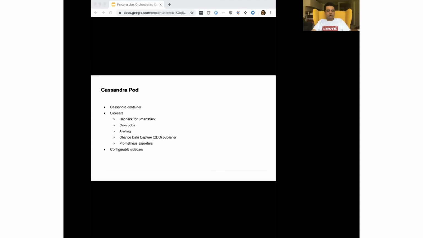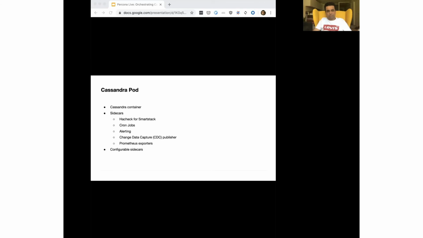So in short, before we go further into the operator, let's see what's there in a Cassandra pod. A Cassandra pod is much like a pod in the real world. It has a cluster of seeds, except in this case it's a cluster of containers. And in this case you have one main container usually, which is what is known as the Cassandra container, running the server process. Then you have sidecars. Sidecars are nothing but helper processes, like HHcheck for smart stack, which is our discovery mechanism.